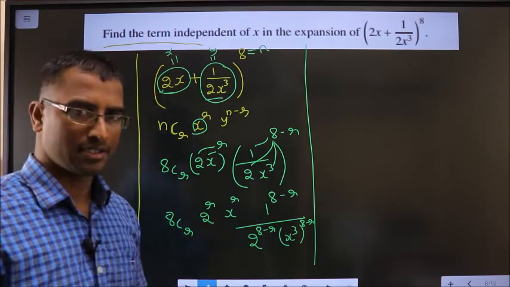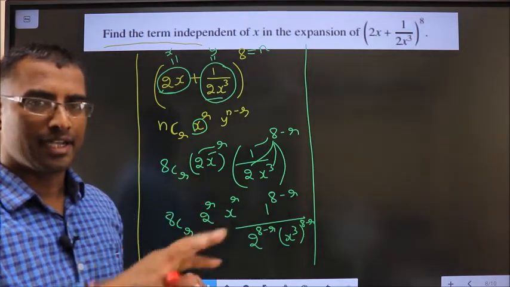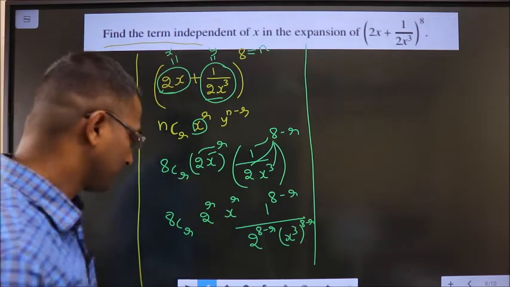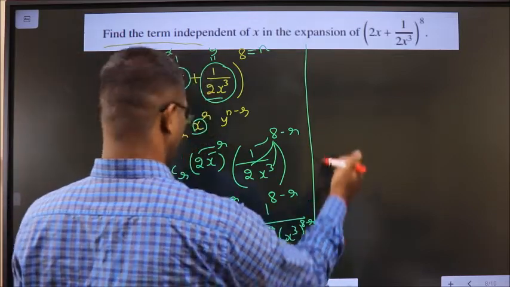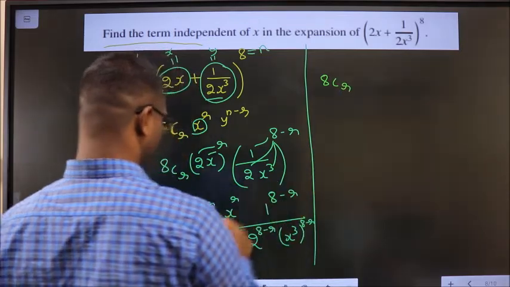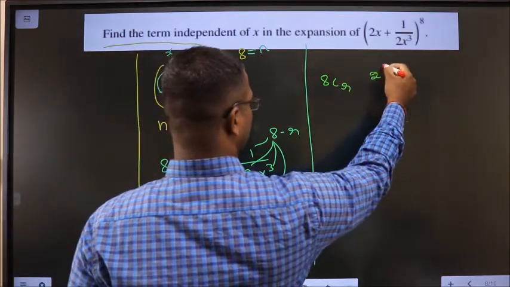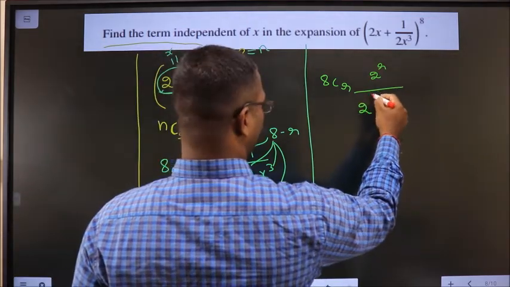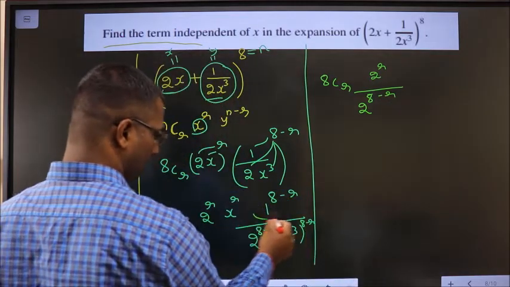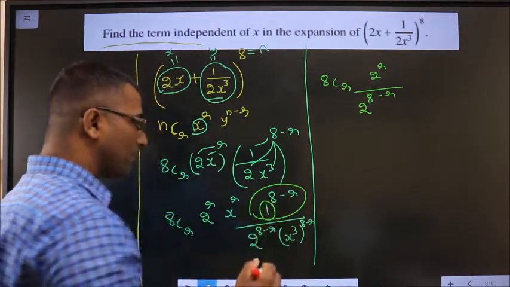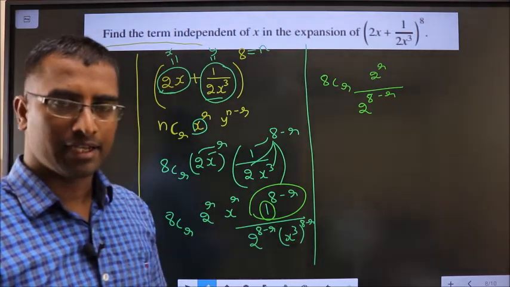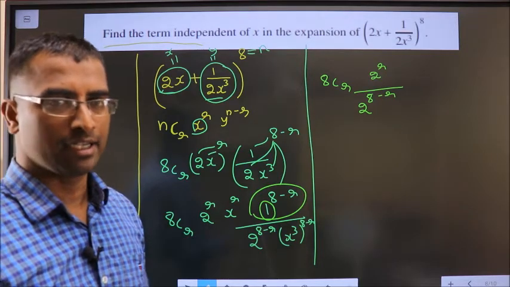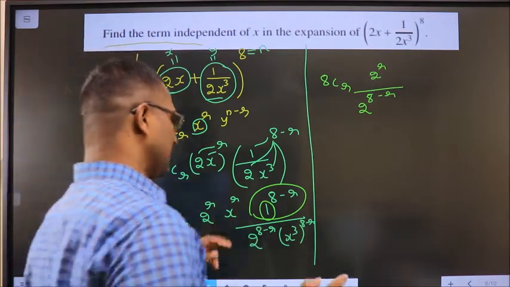Okay, so far. Next, I write x terms at last. Clear? X at last I write. What do I mean by that? See, 8Cr as it is, 2^r also as it is, and in the denominator it is 2^(8−r). Now, here it is 1. 1 power anything will result in 1. So whether I write 1 or I do not write, it's not going to make any change. So I am not writing 1. So left in the numerator is x^r.